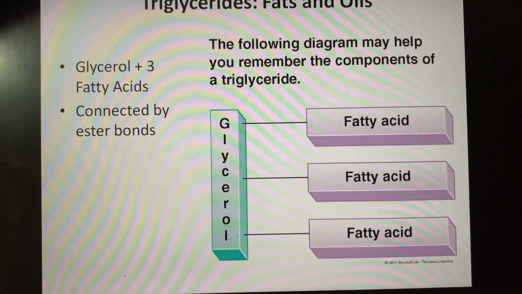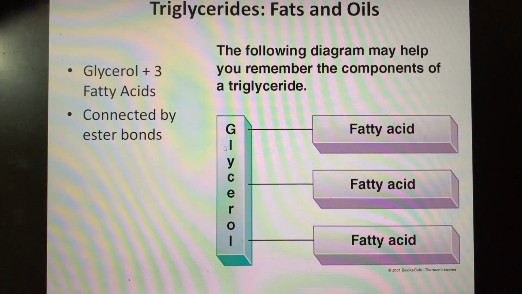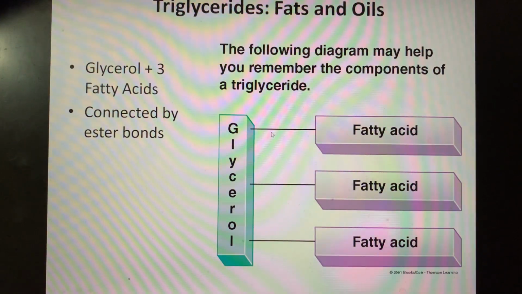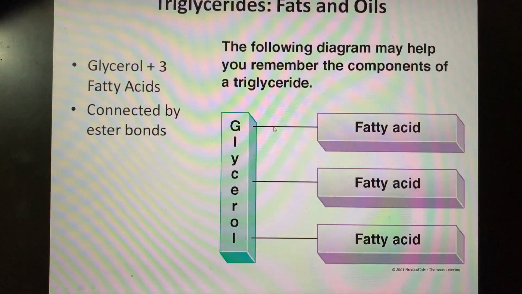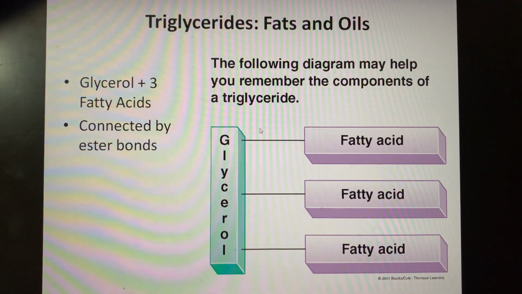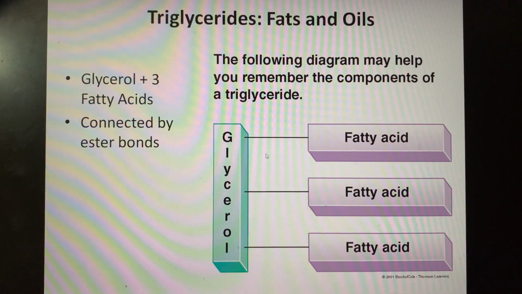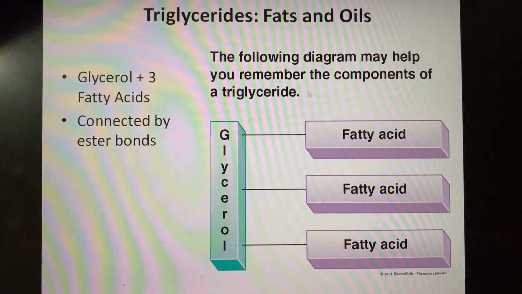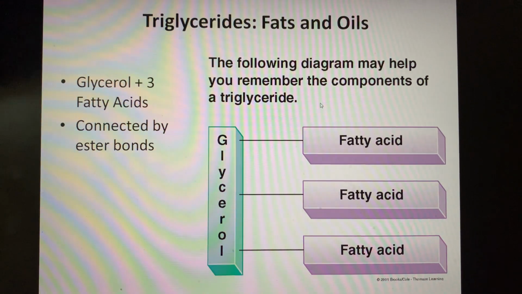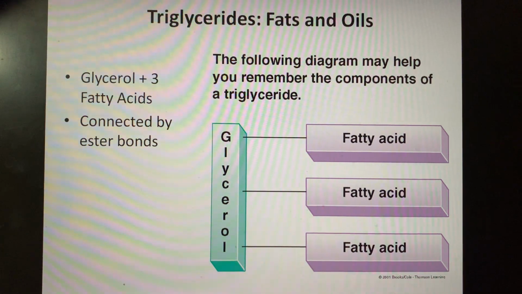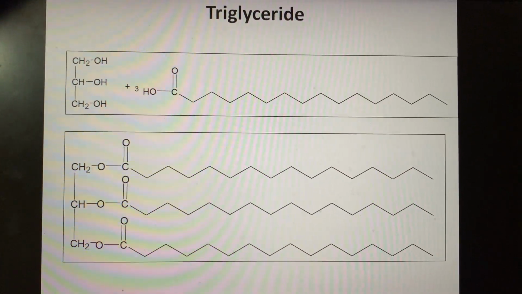Here you can see glycerol. This is a 3 carbon containing alcohol, and with all the OH groups of the alcohol, one fatty acid is connected through an ester bond. There are 3 ester bonds here in the structure. The following may help you to remember the components of the triglyceride. Triglyceride contains fatty acids and glycerol, the simple triglycerides.